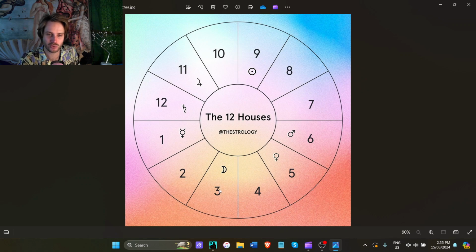On the other hand, the houses that have no aspect with the ascendant, in other words, the 12th house, no aspect, the 6th house, no aspect, look at that.